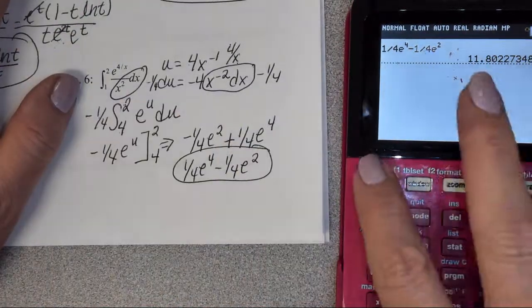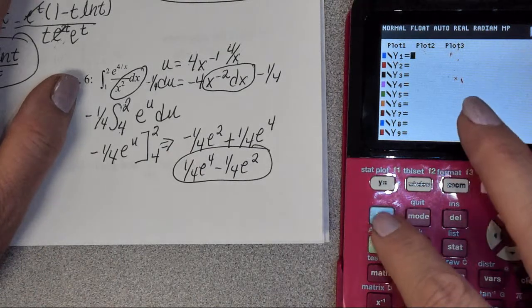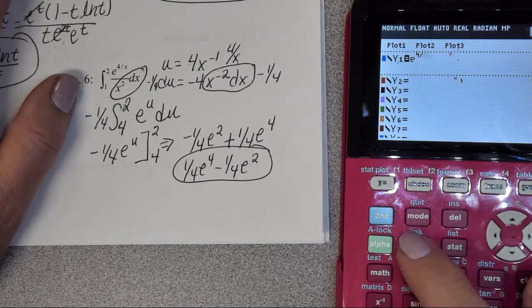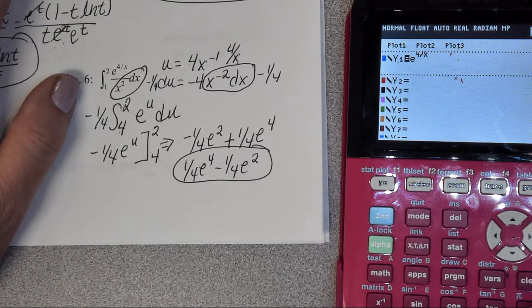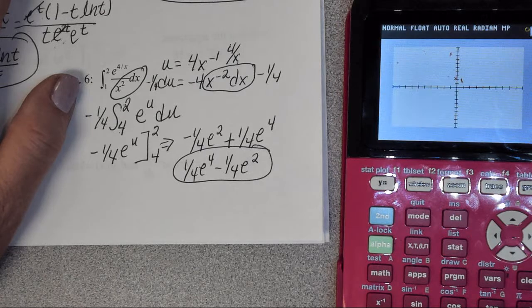But I also can put this into y equals, guys. Remember how we can do this? So we can do e to the 4 divided by x, and then that's going to get divided by x squared. It takes a long time to type it in. I do a zoom 6. Here's the way the function looks. Did I type it? Yeah, there it is.